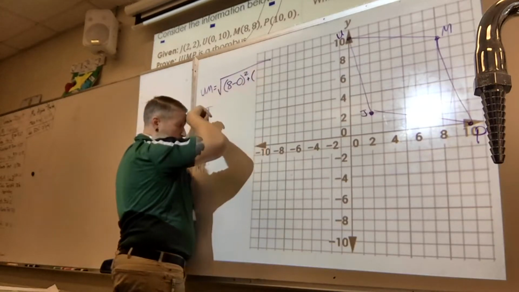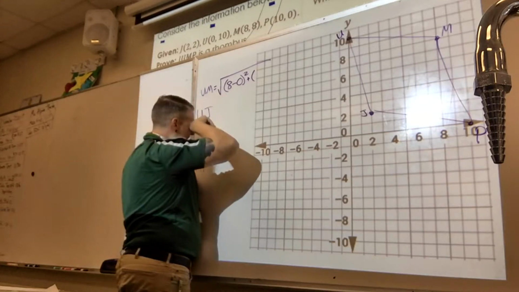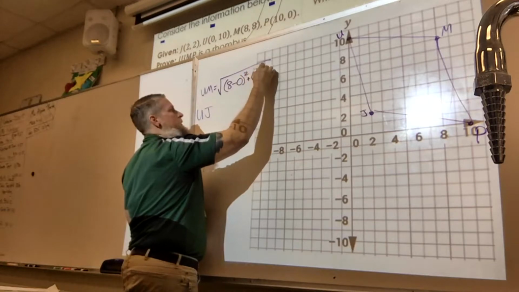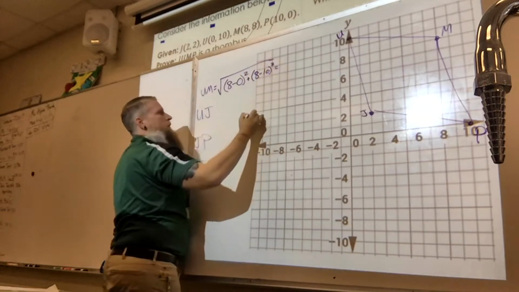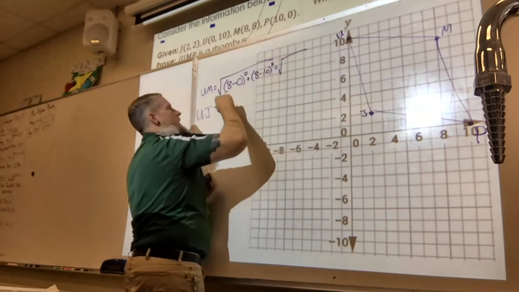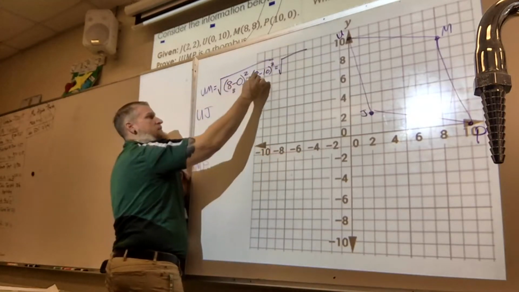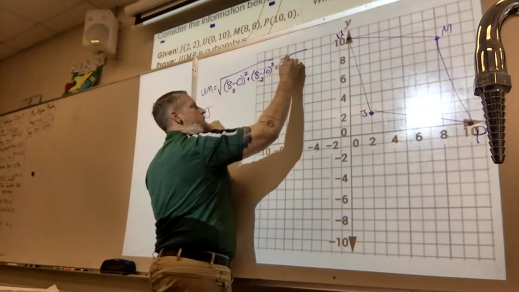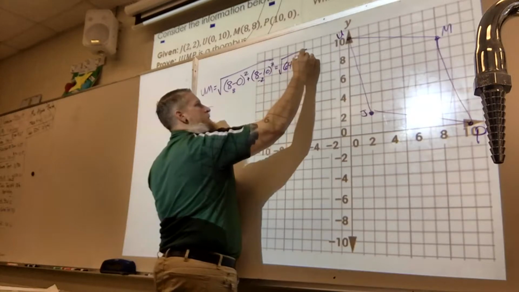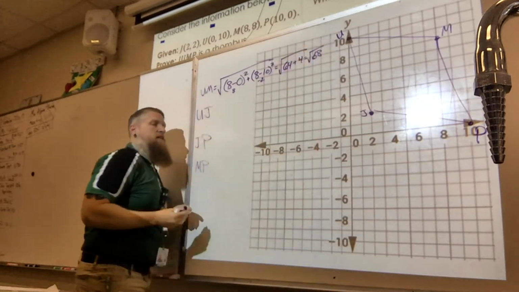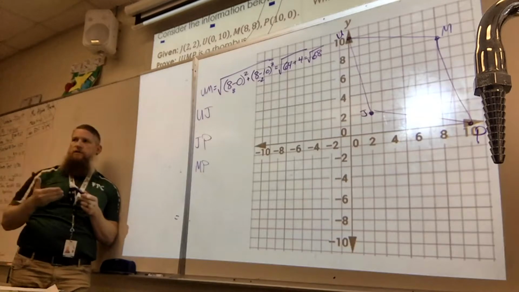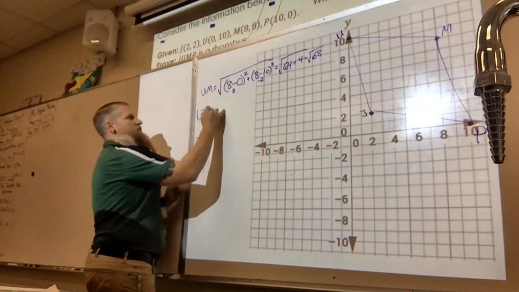What are the two y coordinates for U and M? U is 0, and M is 10? So 8 minus 0 is 8. 8 minus 10 is negative 2. 8 squared is 64. And negative 2 squared is 4. So the square root is 68. Okay, so that's going to be my basis. As long as all the other ones look exactly like the square root of 68, I don't need the decimal equivalent. I just need them to look exactly the same. Then that thing is a rhombus.